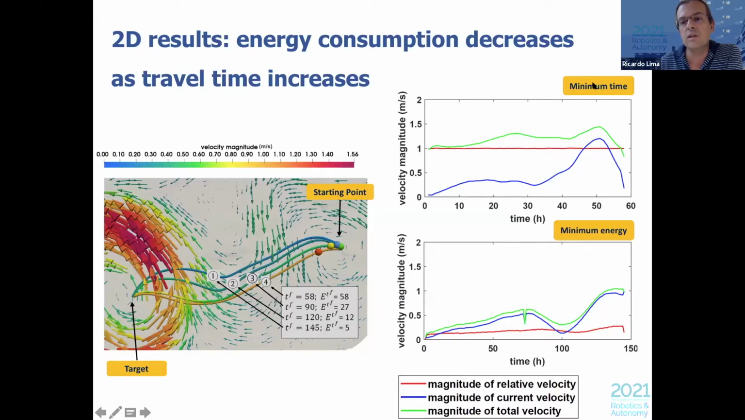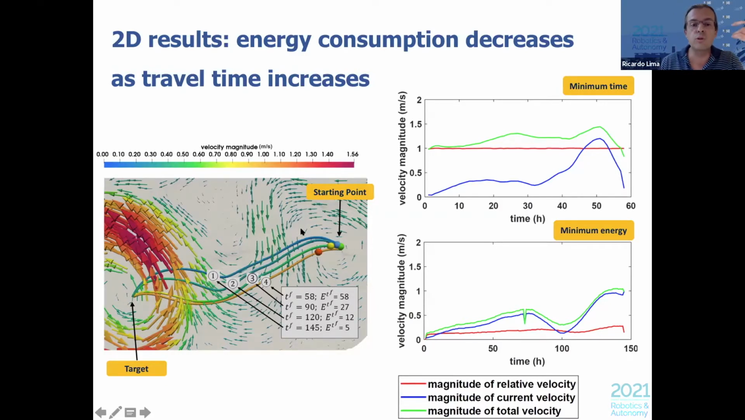You see also here that at the minimum time, you are at the maximum velocity of the vehicle. While if you try to minimize the energy, you are here almost at the minimum velocity. And you can see also that you spend much more time here than here. So these are 2D results.